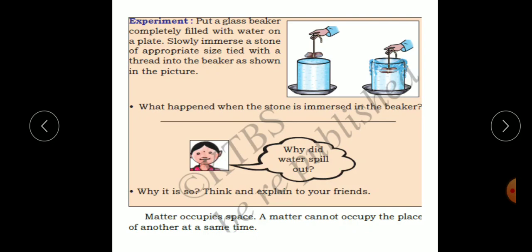It means we can say that the stone has weight and when you put it into the beaker, it occupies space. So why did water spill out? Because the stone has weight and when it is put into the beaker, it takes shape, it occupies space, so water spills out. Why is it so? Think and explain to your friend. Matter occupies space. A matter cannot occupy the place of another at the same time.